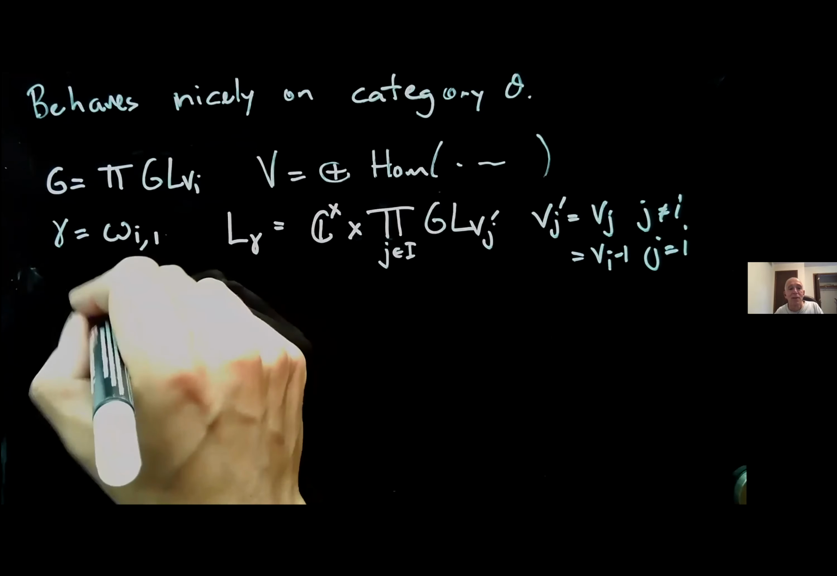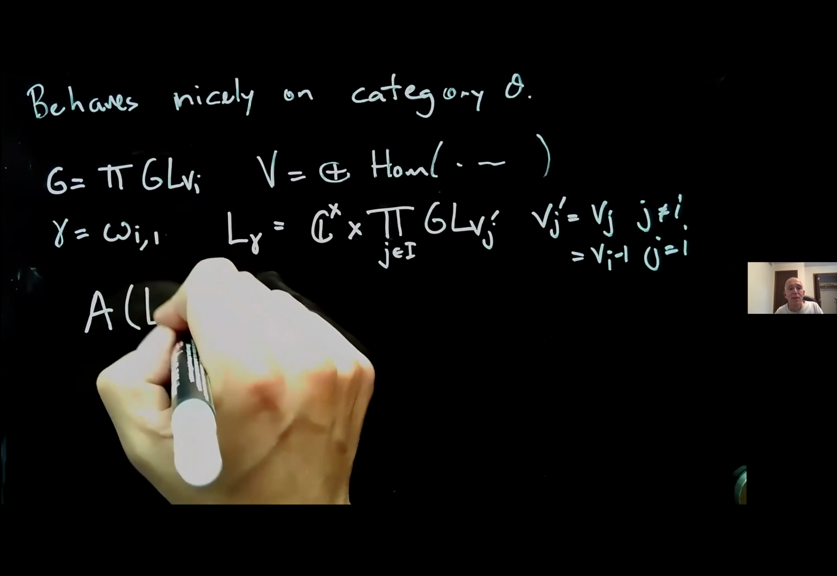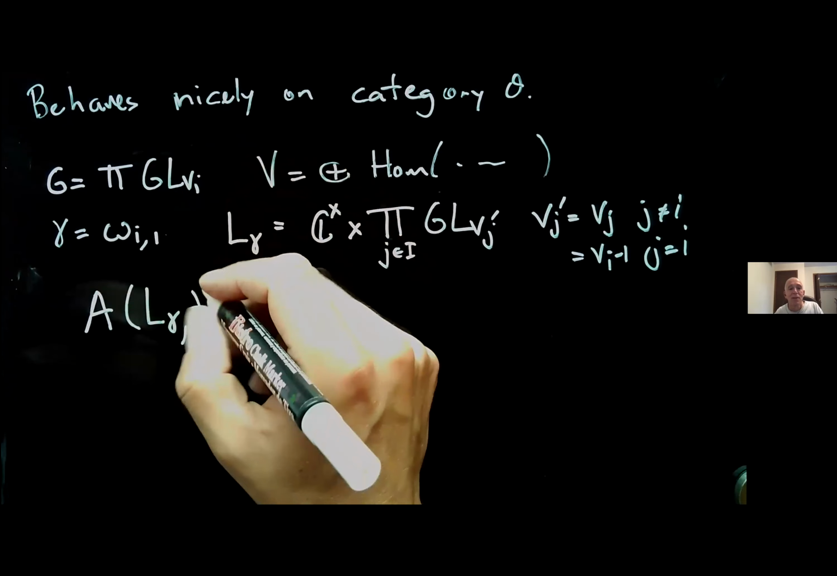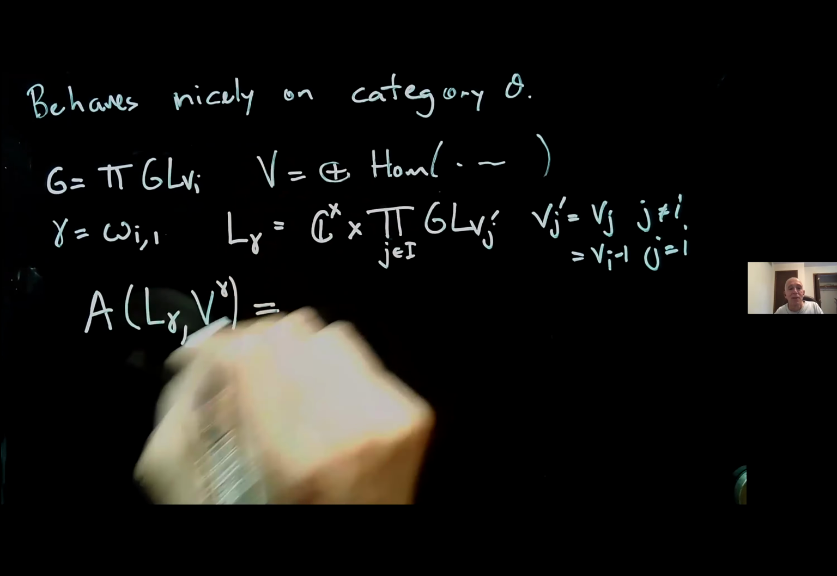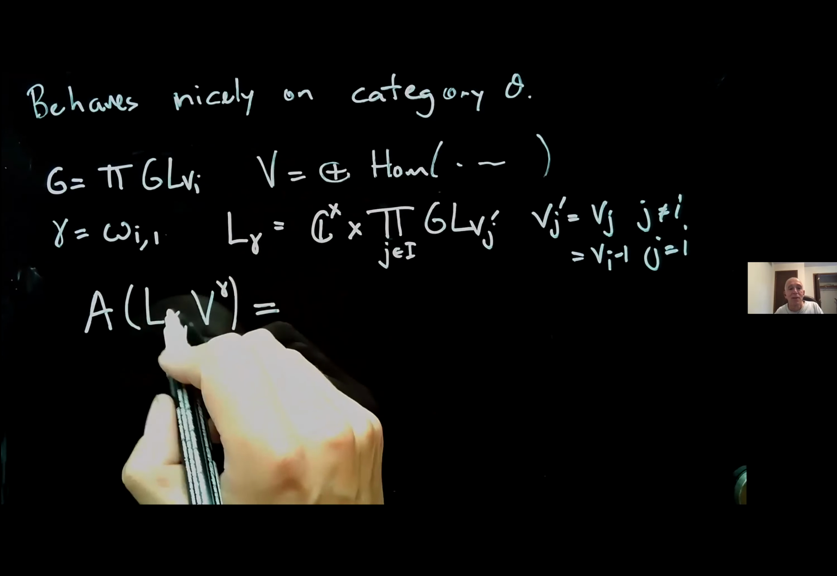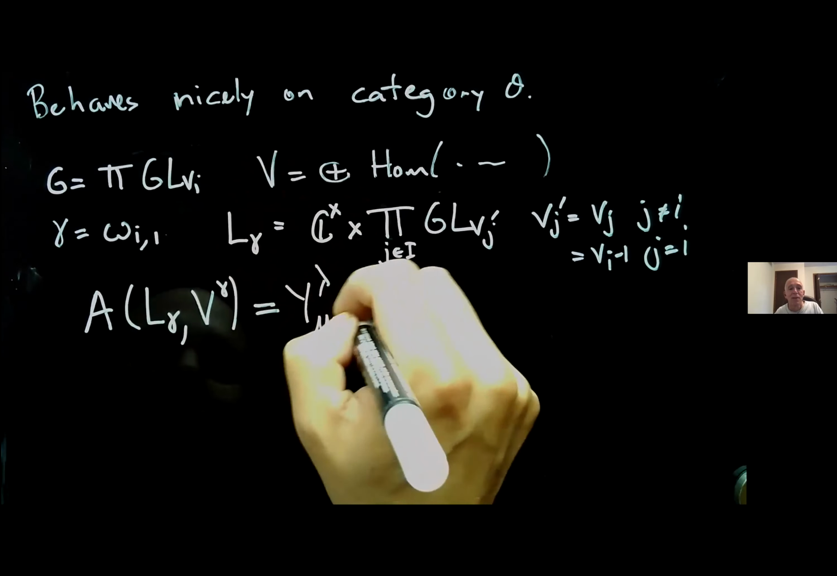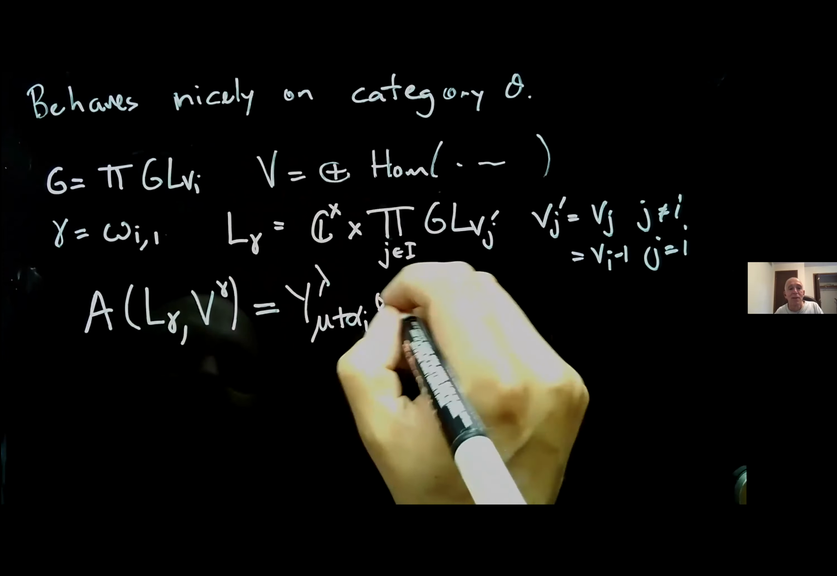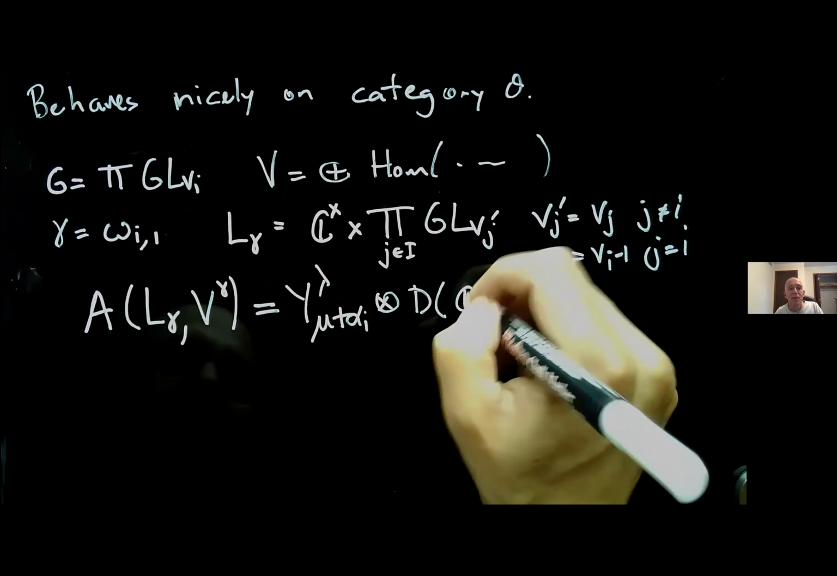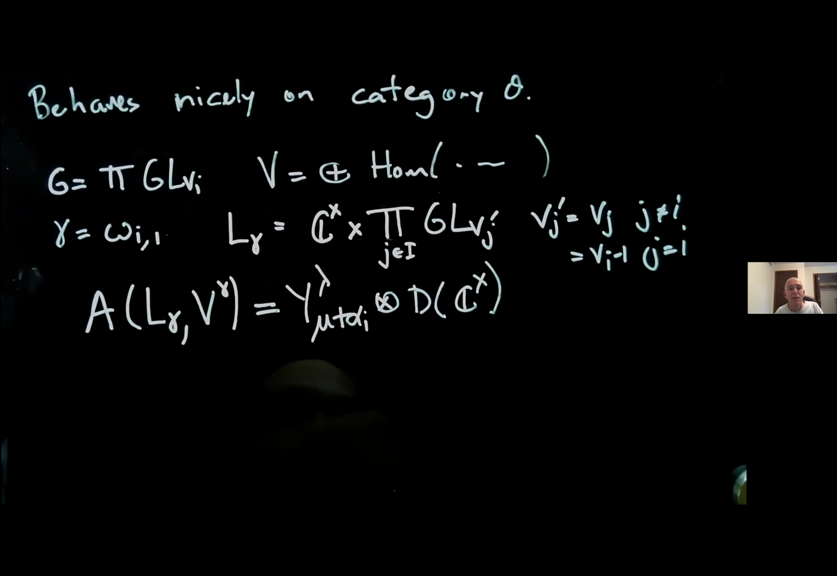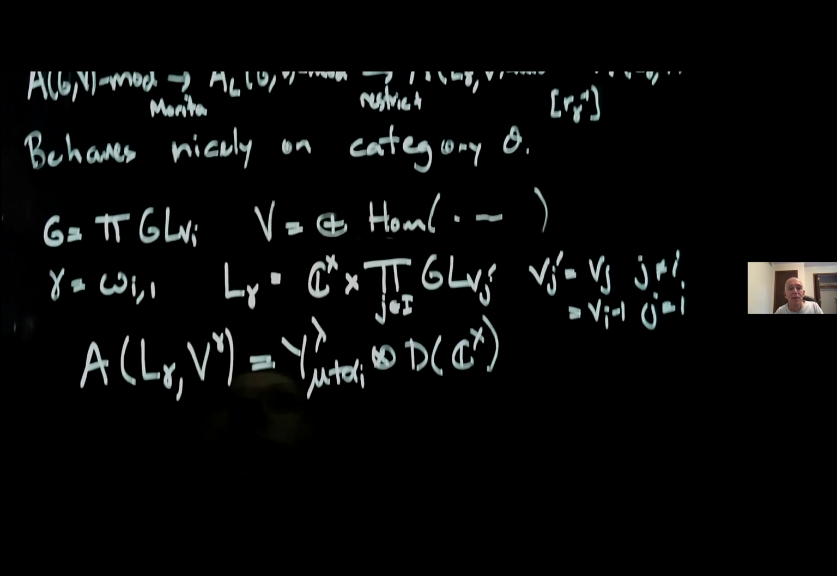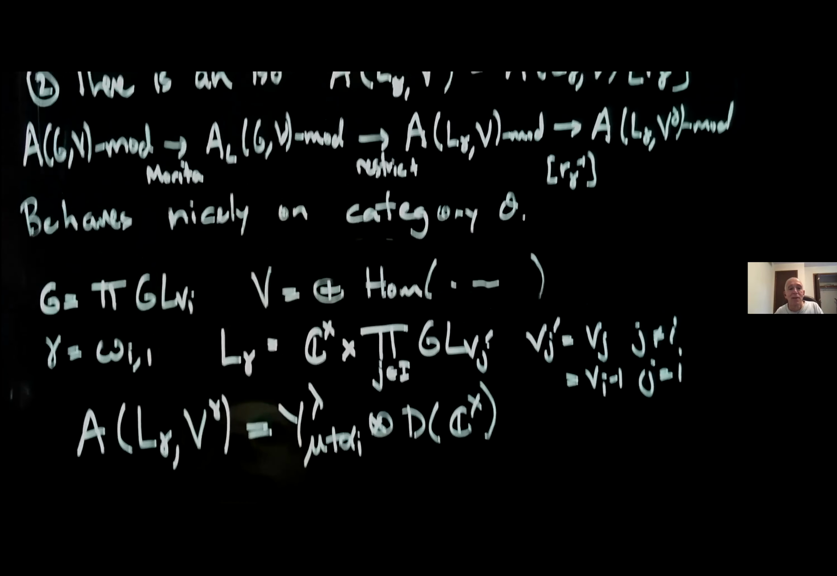So in particular, you can do a similar calculation on the V. For lack of time, we may not do it, but you can see that the A of L gamma V gamma is this smaller truncated shifted Yangian tensor differential operators on C star. So that this theorem here, and this functor provides us a relation.